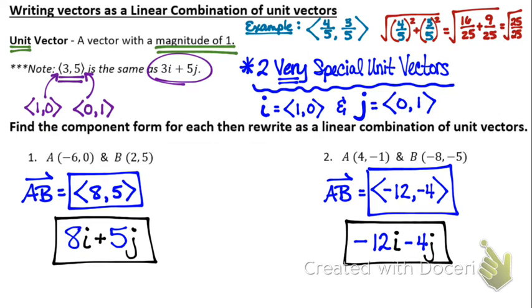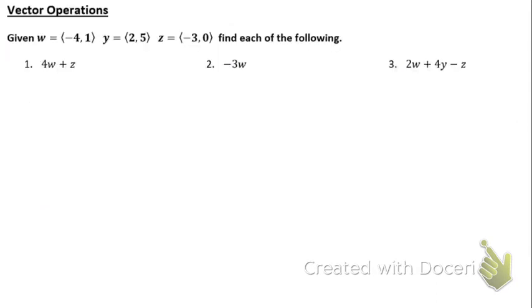Last thing I want to touch on with you guys for today is where it says vector operations. We have 3 operations that we can perform with vectors. One of them is called scalar multiplication, and then we can do addition and subtraction. And I'm going to define what these look like. So let vector A in component form be A1, A2. And vector B, that's going to be B1, B2 in component form.